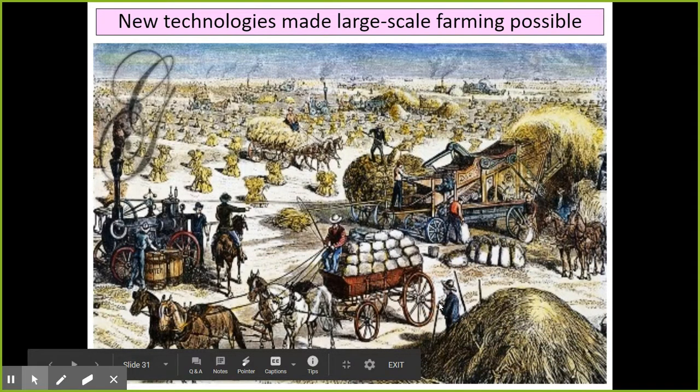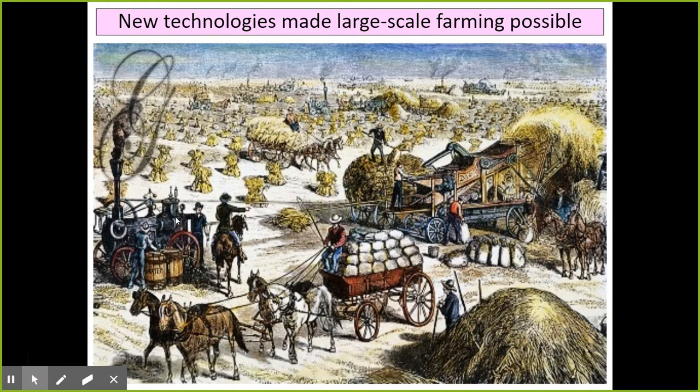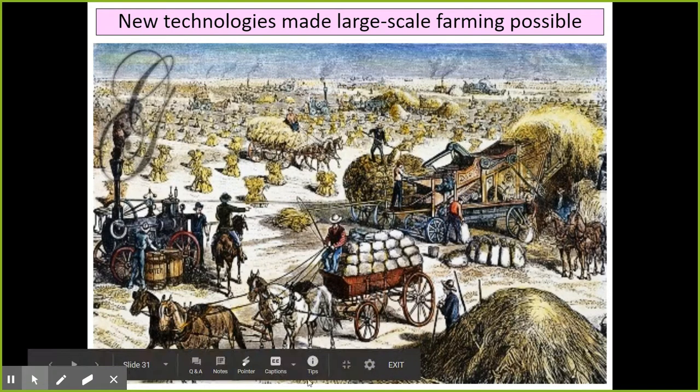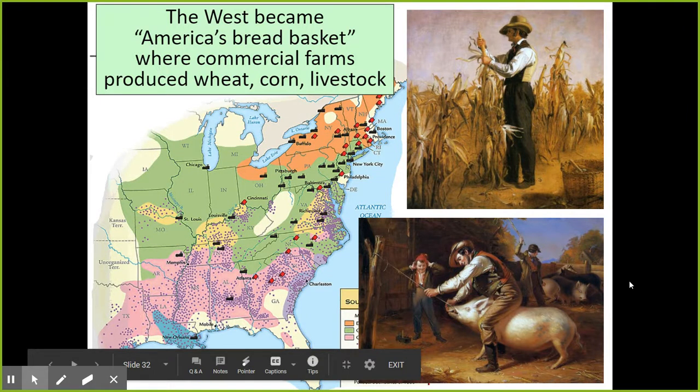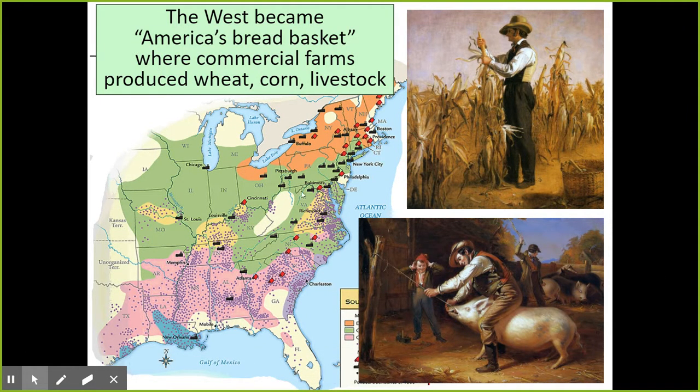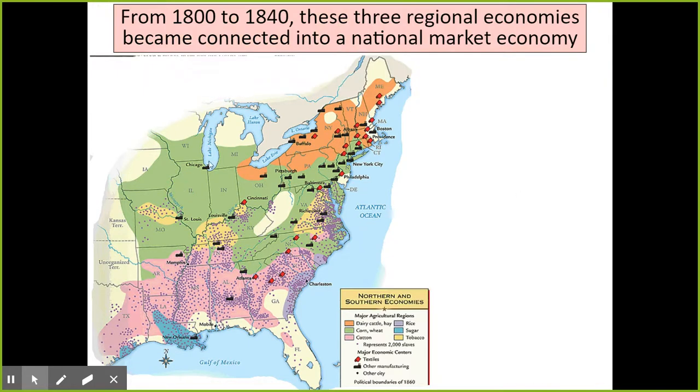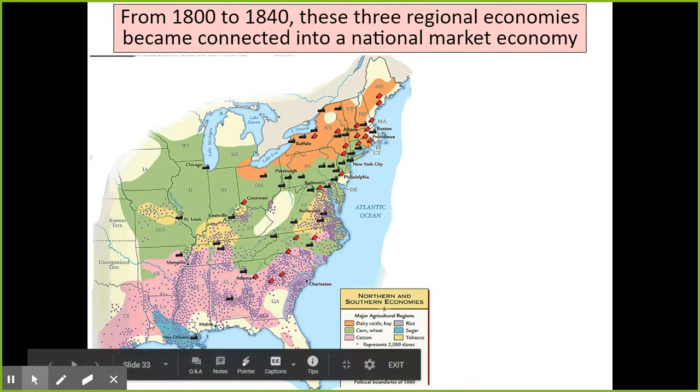New technology. So we begin to see these harvesting machines. We begin to see steam power. We begin to see new tools. And so now new areas can be harvested and developed. The West becomes America's breadbasket. We're really known as the world's breadbasket. Commercial farms produce wheat, corn, livestock. I mean, this is what the West does. So it's foodstuffs, technology and factories, and then cash crops.